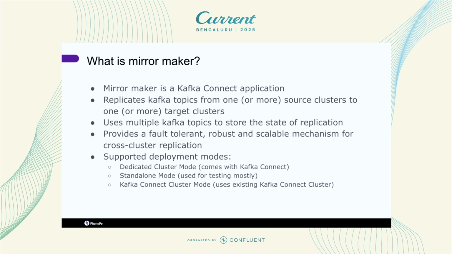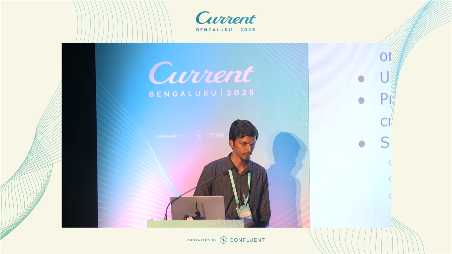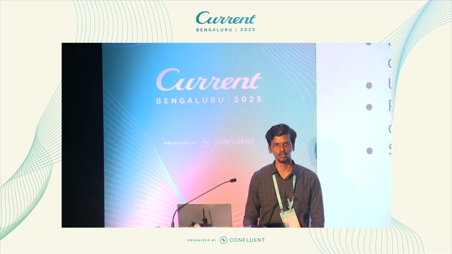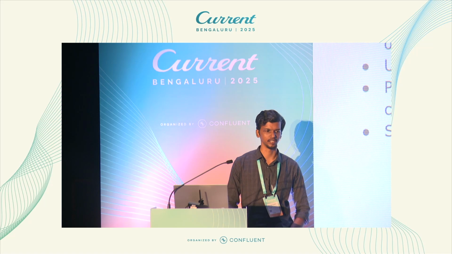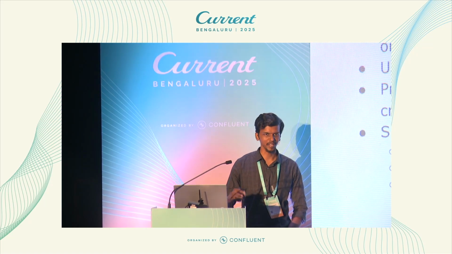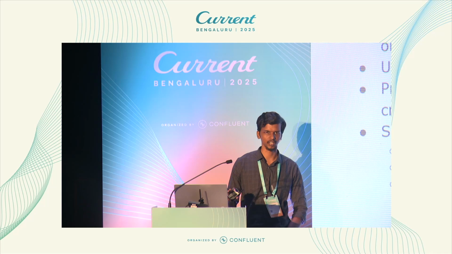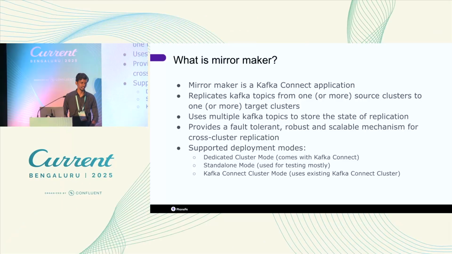Next, now I've talked about MirrorMaker and how we achieve asynchronous replication using MirrorMaker. For those of you who don't know what MirrorMaker is, it's a tool that comes as part of the OSS version of Kafka itself. It's basically a Kafka Connect application. I'll not be able to cover deeply what Kafka Connect is, but I will give a brief explanation about it.